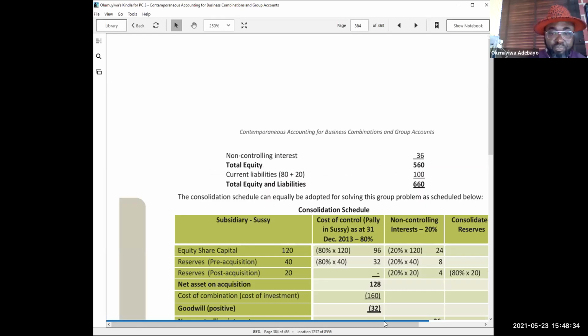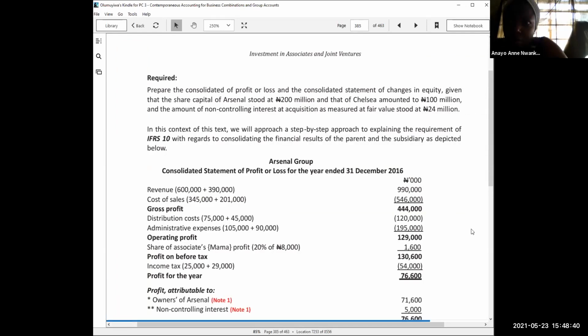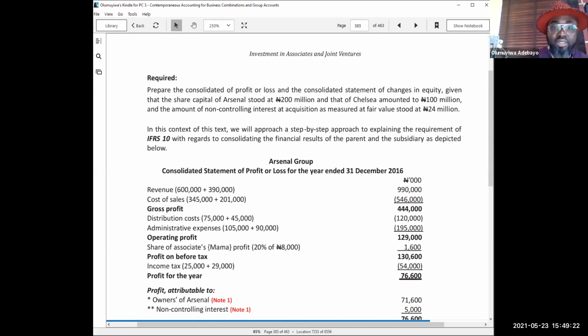Okay, continue. Required. Prepare the consolidated statement of profit or loss and the consolidated statement of changes in equity, given that the share capital of Arsenal stood at 200 million naira and that of Chelsea amounted to 100 million naira, and the amount of non-controlling interest at acquisition, as measured at fair value, stood at 24 million naira.